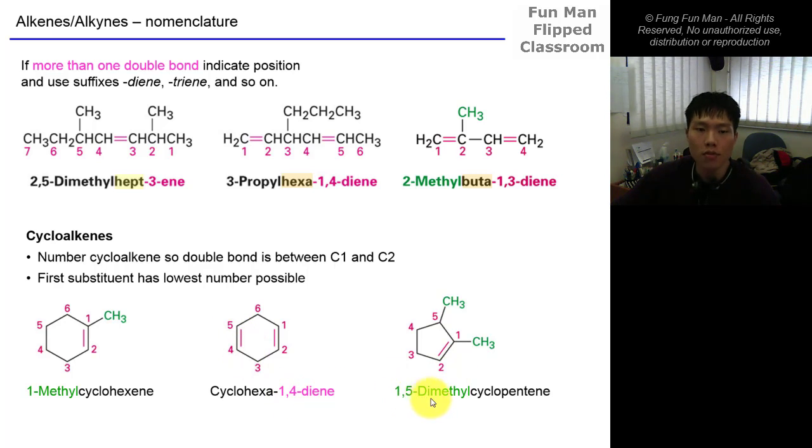That is called 1,5-dimethyl cyclopentene, because again the double bond carbons must be 1,2 or 2,1. But if we go the other way, then our numbering will be 2 and 3 dimethyl. Right? This is not desirable because you compare the numbers 1 and 2. This guy wins.